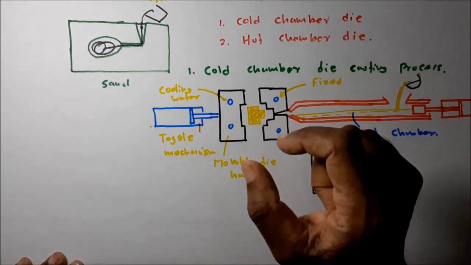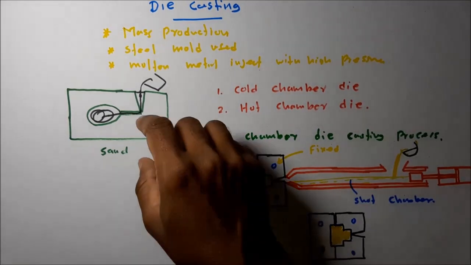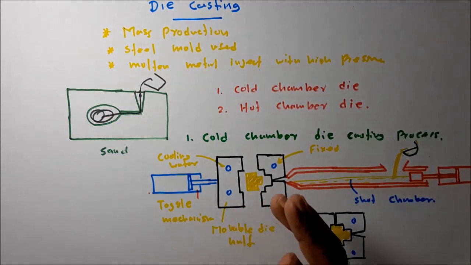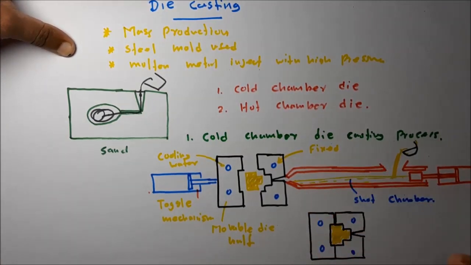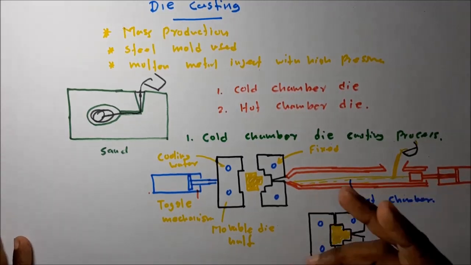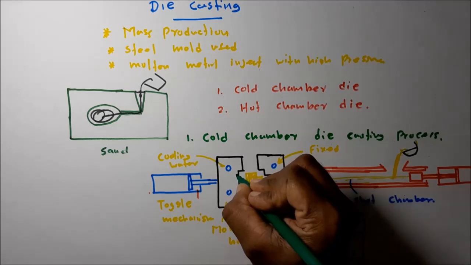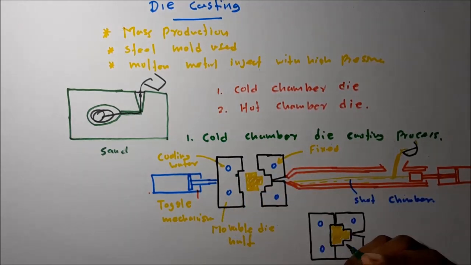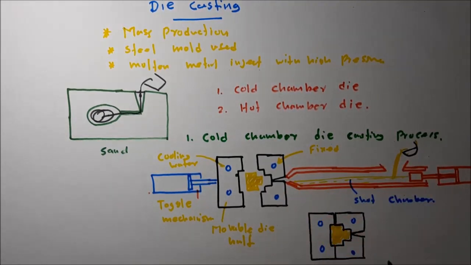Okay, then what happened in sand casting? The molten metal flows due to gravity pressure, but in here a very high pressure is applied to this molten metal to flow into the mold cavity. So this molten metal can reach even narrow areas of the mold, even very complex, narrow, thin areas of the mold. That is very important.